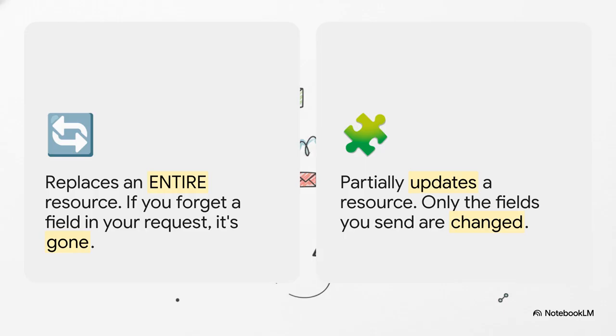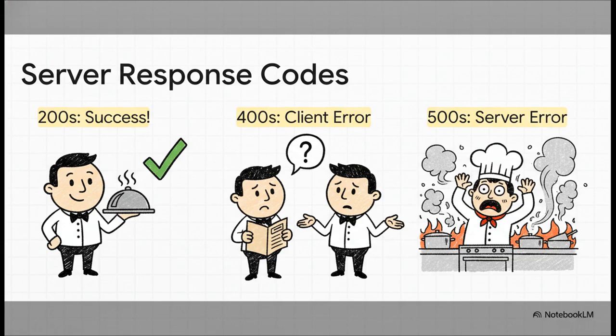See the difference? Once the server processes your request, it sends back a response, and that includes a status code. This is like the waiter giving you feedback. A code in the 200s means success, order up, everything went perfectly. A 400-level code means you, the client, made a mistake. A 404 not found is like trying to order something that's not even on the menu. But a 500-level code, that means the server messed up, the kitchen is on fire, something went wrong on their end.